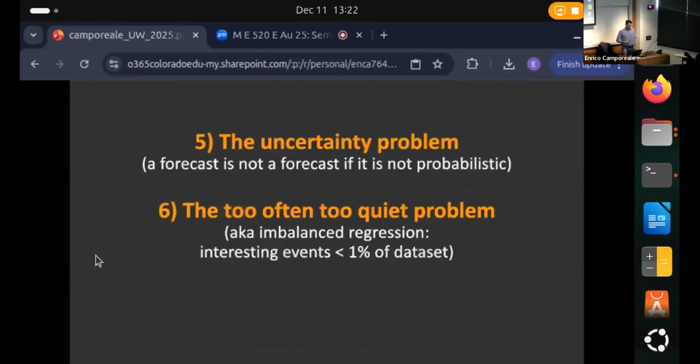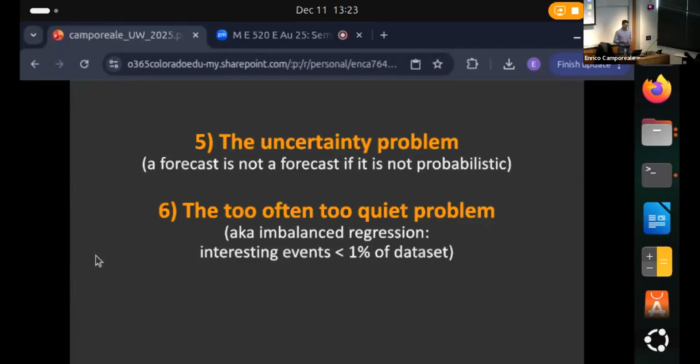Okay, so as I was mentioning, the last two, and I'm going to dig more into these two problems, is the uncertainty problem. So I, like many others in the community, subscribe to the school that a forecast is not a forecast if it's not probabilistic. Now, many people doing machine learning are happy just to spit out a single number as your forecast. That is not very actionable, let's say, if you don't estimate the uncertainty that comes with it.